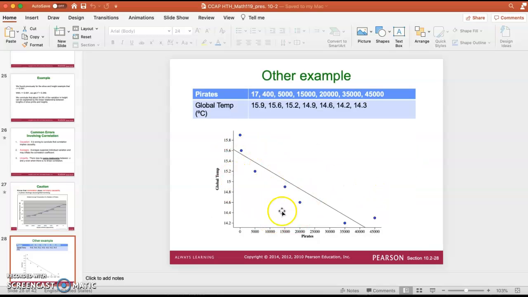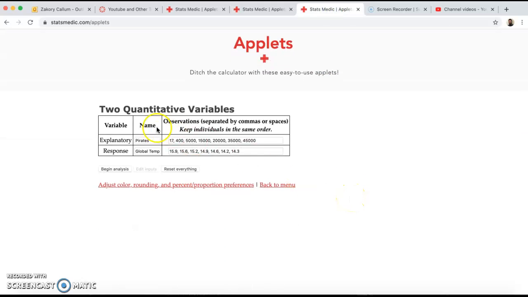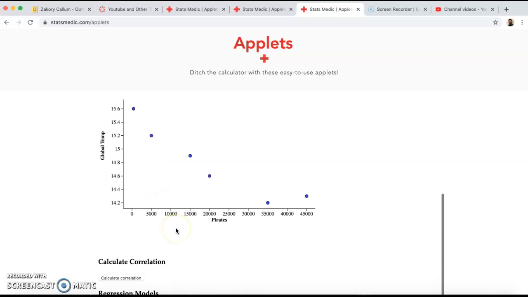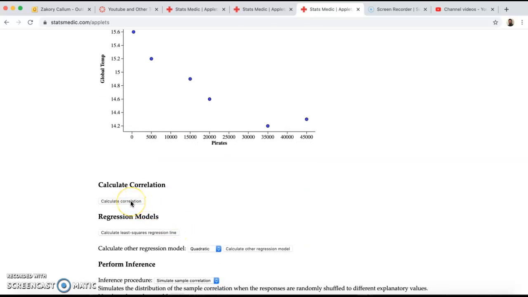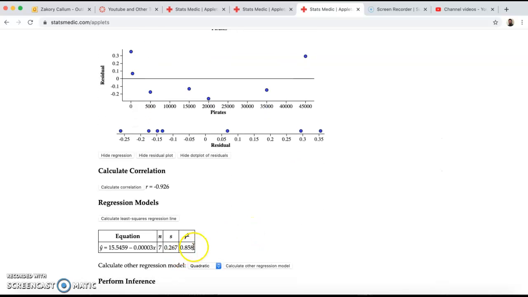And this is the scatter plot generated from one of the same StatsMetic applets. I'm going to show you just how I got that. So in this tab, I had one of those same StatsMetic applets, and I just typed in the data already. I click Begin Analysis, and it gives me that same scatter plot. Now this time I can go ahead and find, again, the correlation coefficient. Notice it's negative this time. And if I click this button, I'll be able to find that r squared value. So my r squared this time is 0.858.